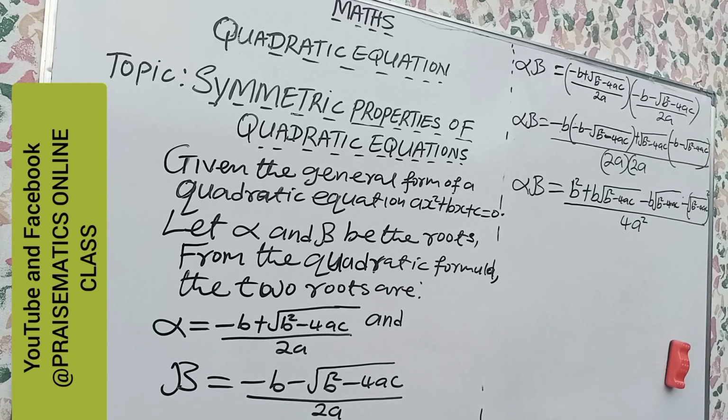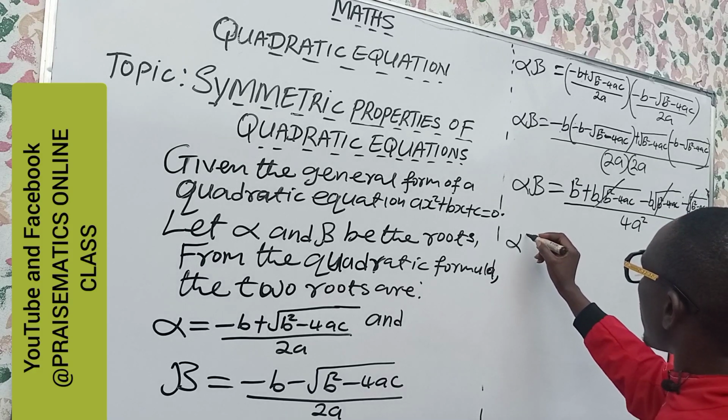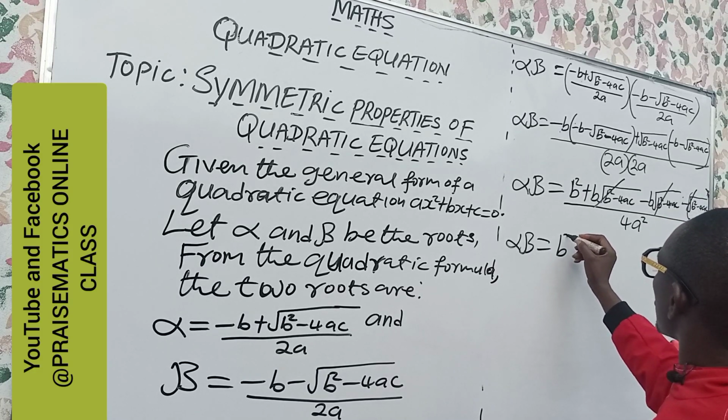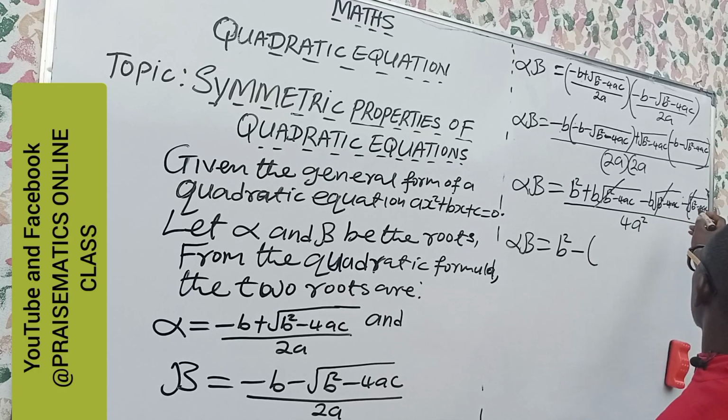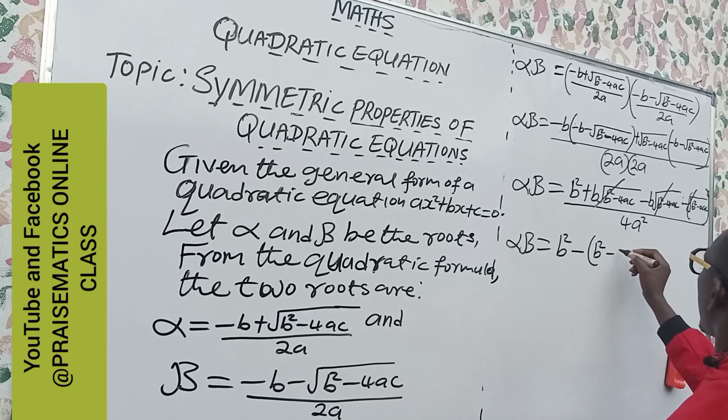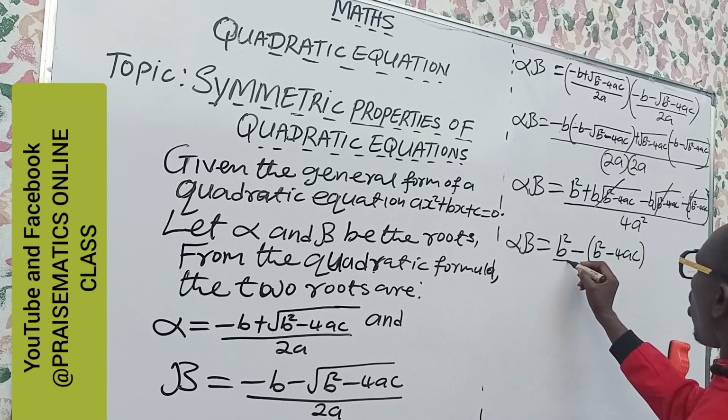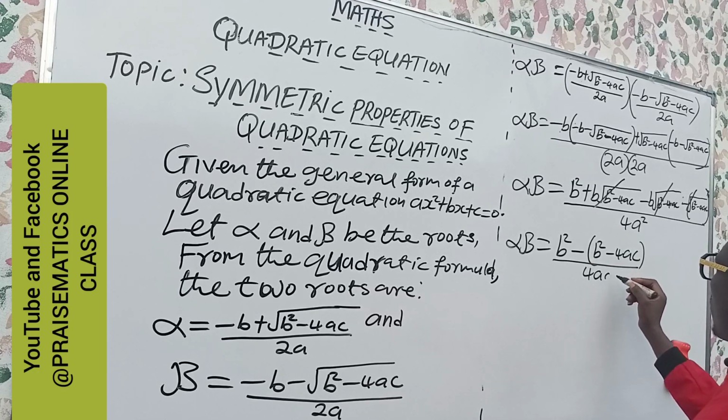So now let's cancel this. Plus b square root of b square minus 4ac and minus b square root of b square minus 4ac cancel themselves. Now we are left with this, and the square and square root cancel. We are left with alpha beta equals b square minus the bracket b square minus 4ac, all over 4a square.